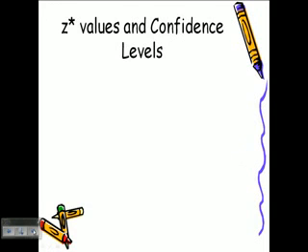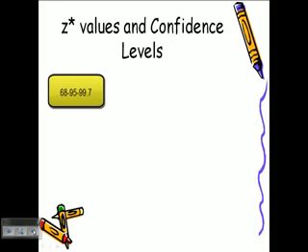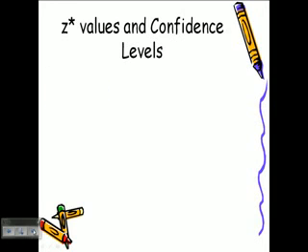Okay, next we're going to take a look at something called a z-star value, and this is a new concept for you, as well as confidence levels. Let's go back to our discussion about the empirical rule. When using the empirical rule, we say that the 68, the 95, and the 99.7 give us the approximate percentage of values that fall 1, 2, or 3 standard deviations respectively from the mean.